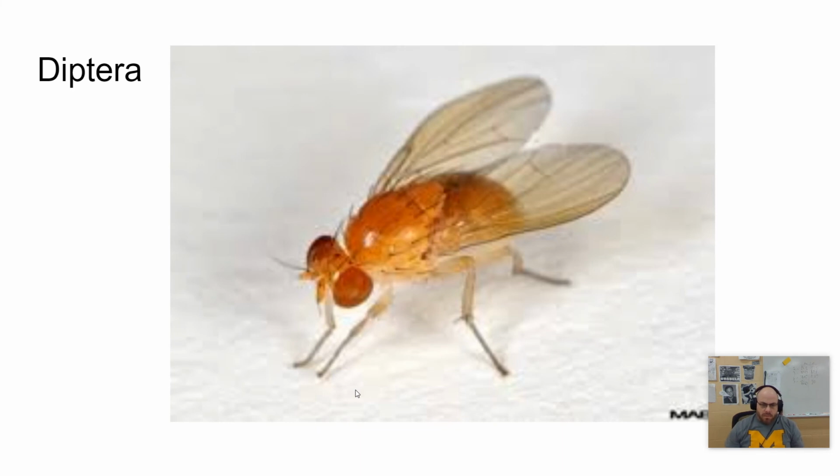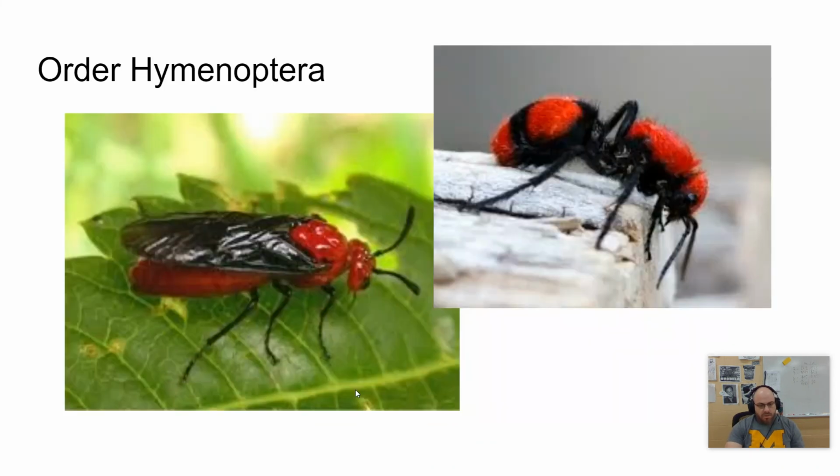Diptera, two wing is what Diptera means. These are flies. So they have one pair of wings. Flies, mosquitoes, and other animals that fit in this group are typically noted for being pests and being gross.